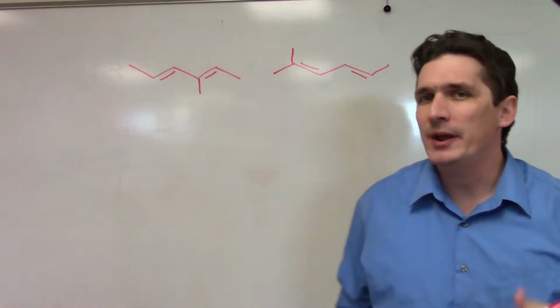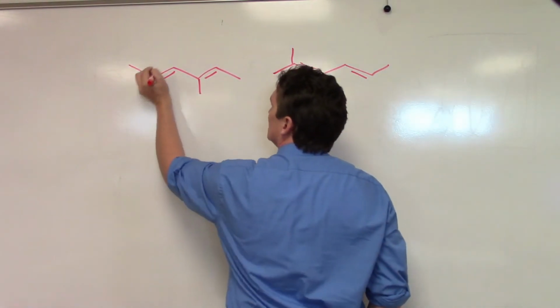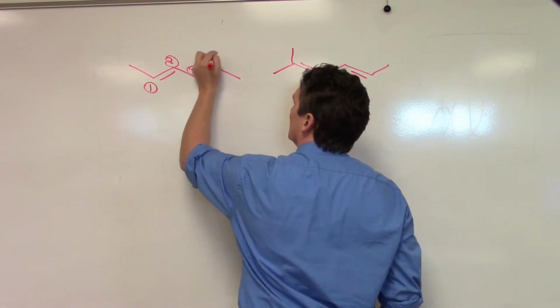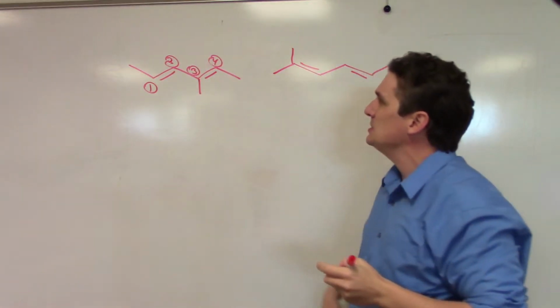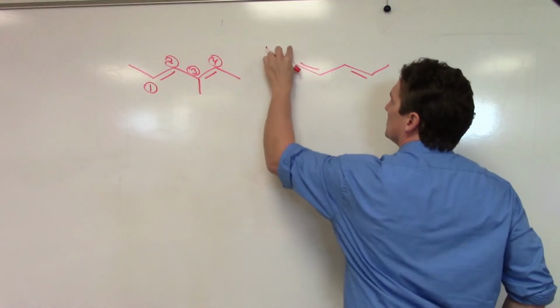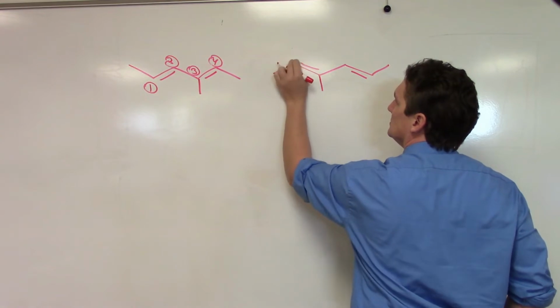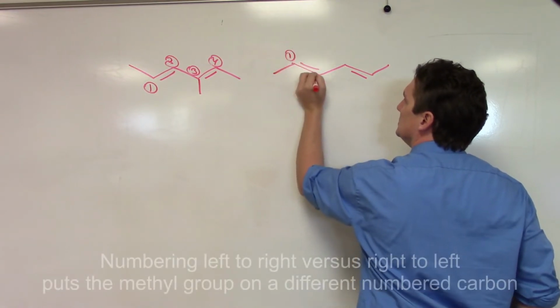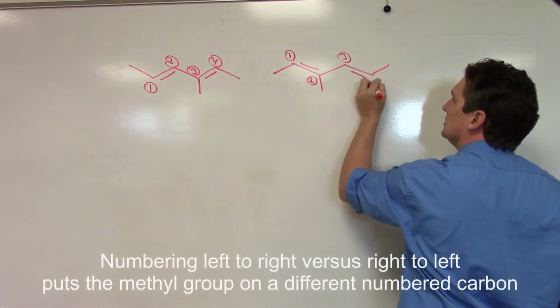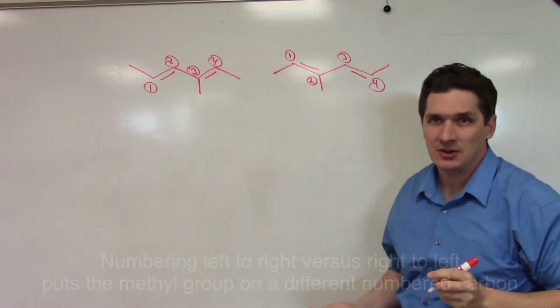So there are two ways to number this molecule. 1, 2, 3, 4, where our methyl group here is on the third carbon, or, oh, sorry, I put it in the wrong place. 1, 2, 3, 4. So here the methyl group is now on the second carbon.